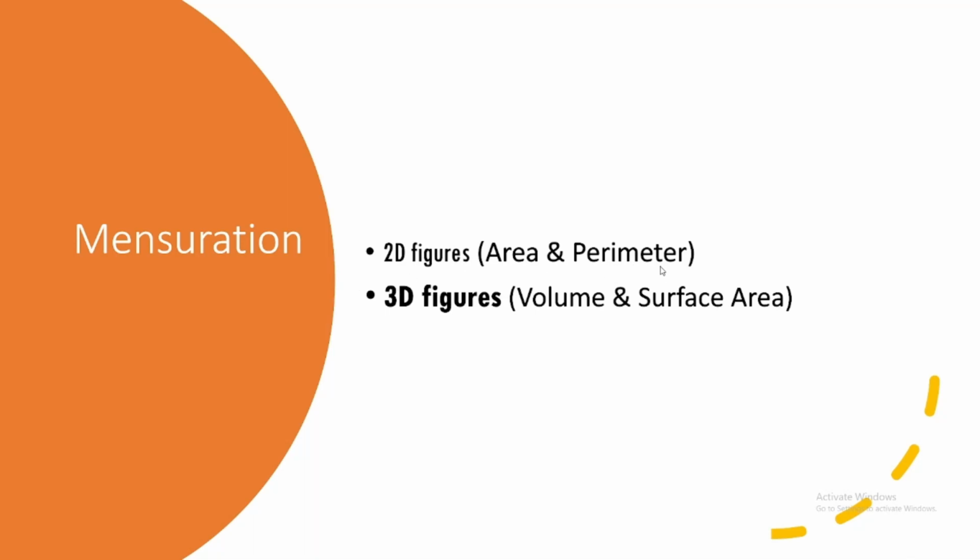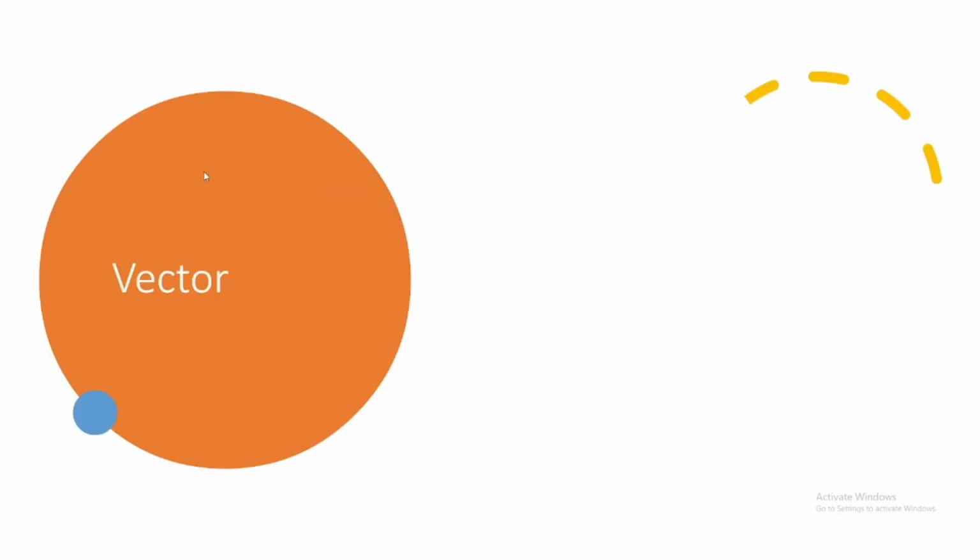Okay, mensuration. 2D figures are quite easy. Students find it easier than the 3D figures, which is, believe me, the hardest topic in the Maths B. There is no topic that is harder, that gives students more problems than this topic. The 3D figures, that is, mensuration. Then we have vector.